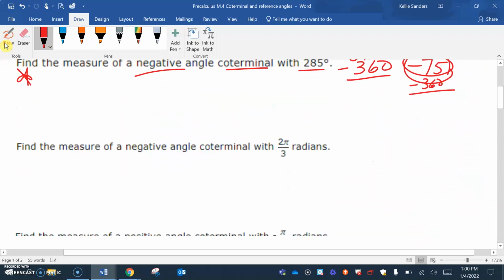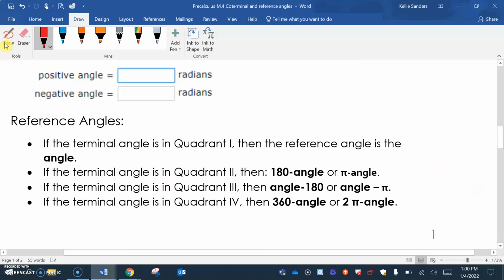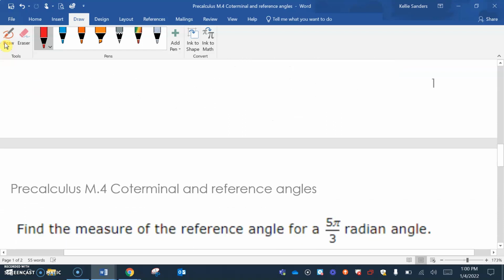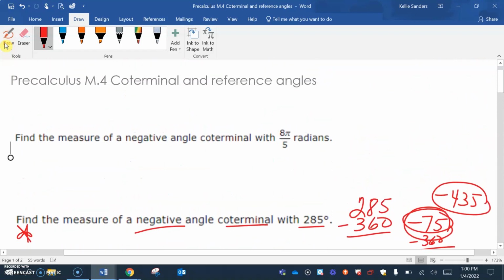Let's go ahead and do these degrees first. And that's all the degrees we have, because it's either adding 360 or subtracting 360 to be able to get that.